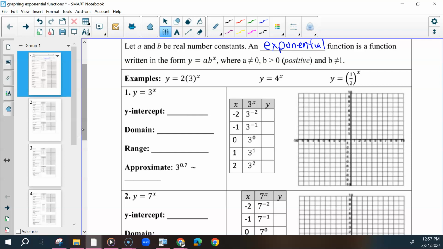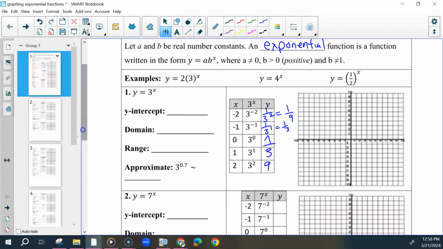So if these are my x values, and I put them into the function, for the first one I have -2, so this would be 3 to the -2. Well, my negative exponent rules tell me I take the base, I flip it, and then I make this a positive exponent. So this would be 1/9. When x is -1, same thing, I take the base, I flip it, and I make the exponent positive, so this would be 1/3. Anything to the 0 power is 1. And then 3 to the first power is just 3. 3 to the second power is just 9.